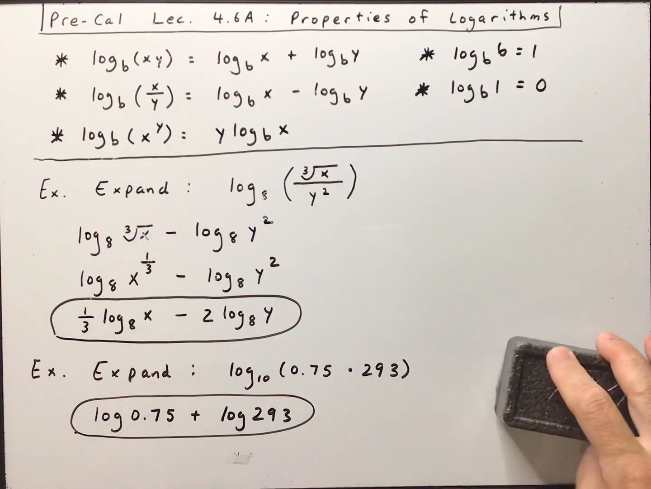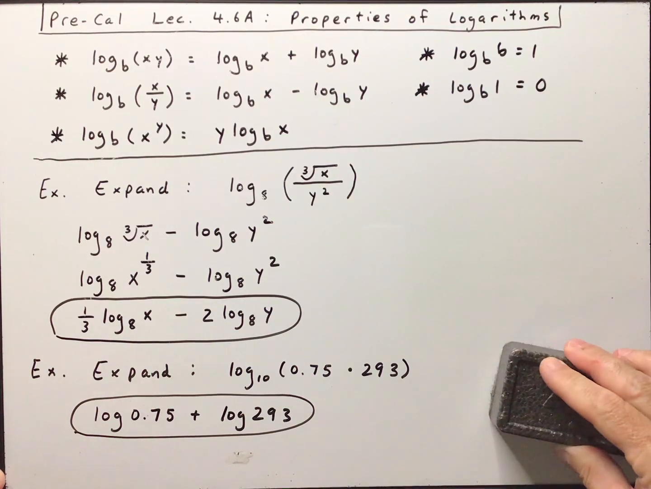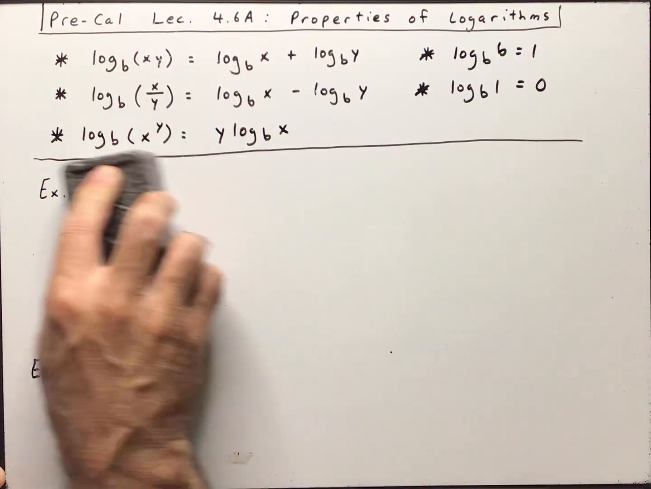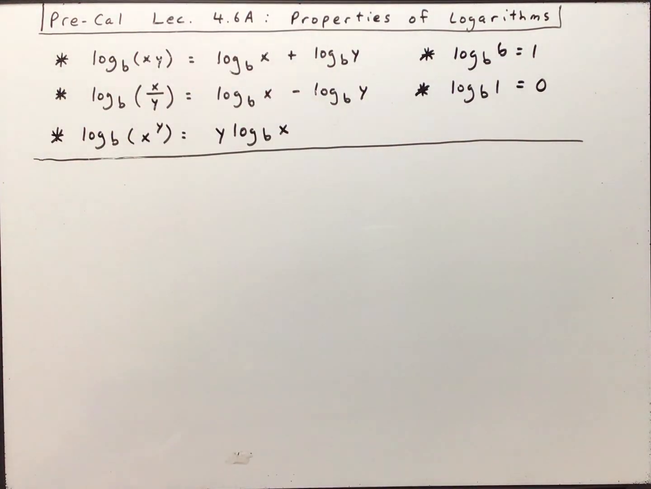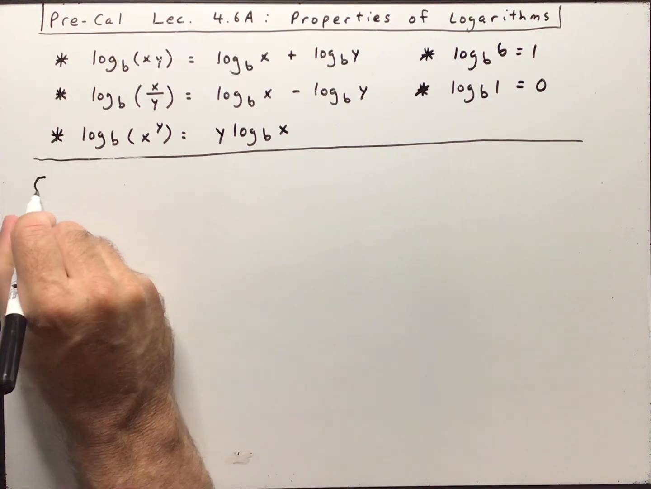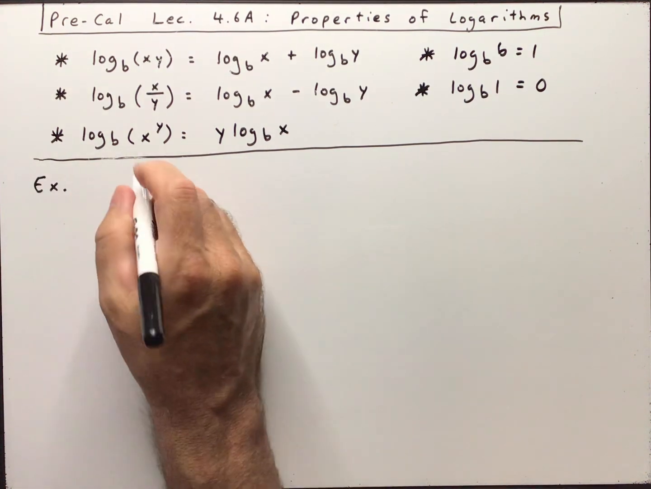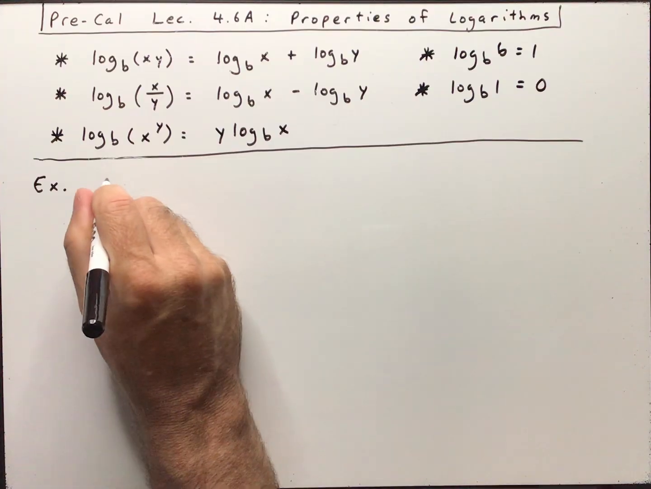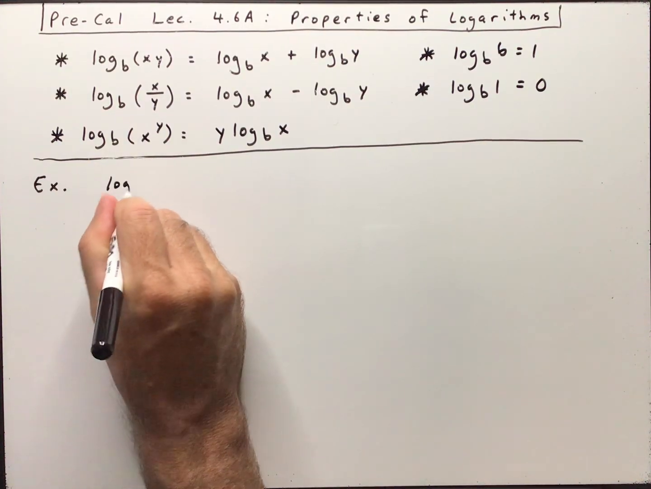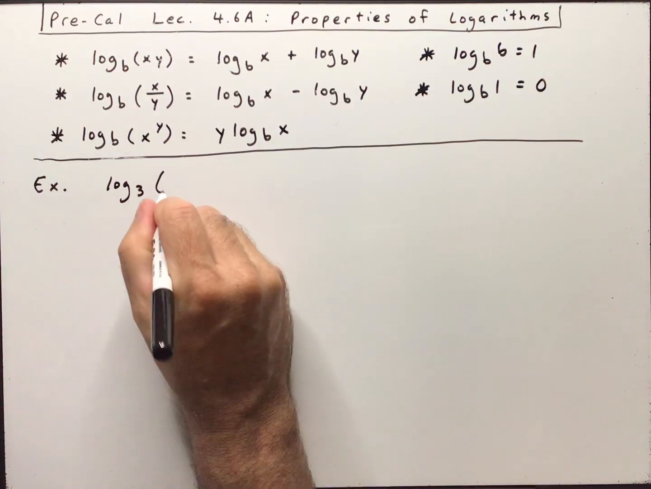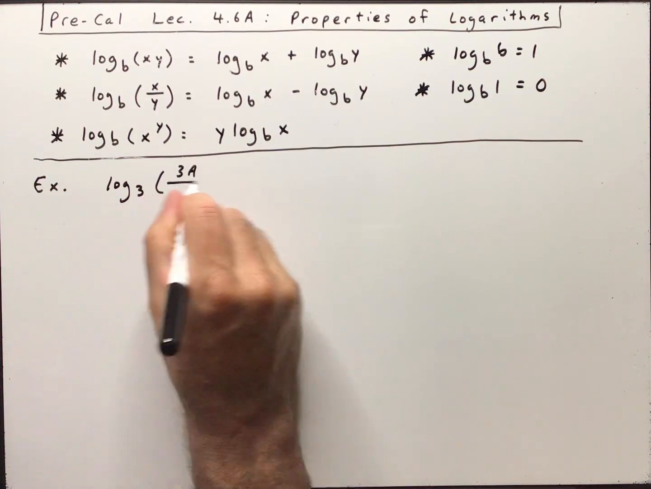Okay, I'll erase while you turn over to page 7. I'll keep all the formulas up here because we'll keep referring back to those, but you do have to memorize them before the test. Okay, we want to expand and simplify. So I'm not going to write the instructions anymore. They're on your notes. Log base 3 of 3a over b.